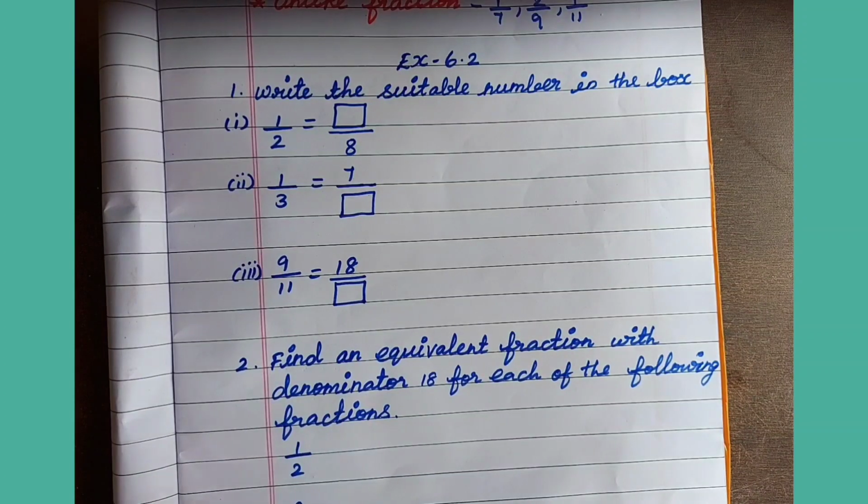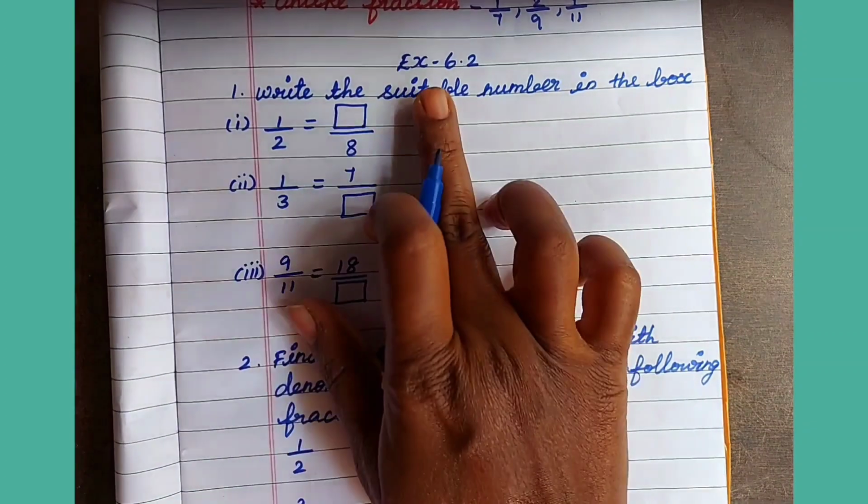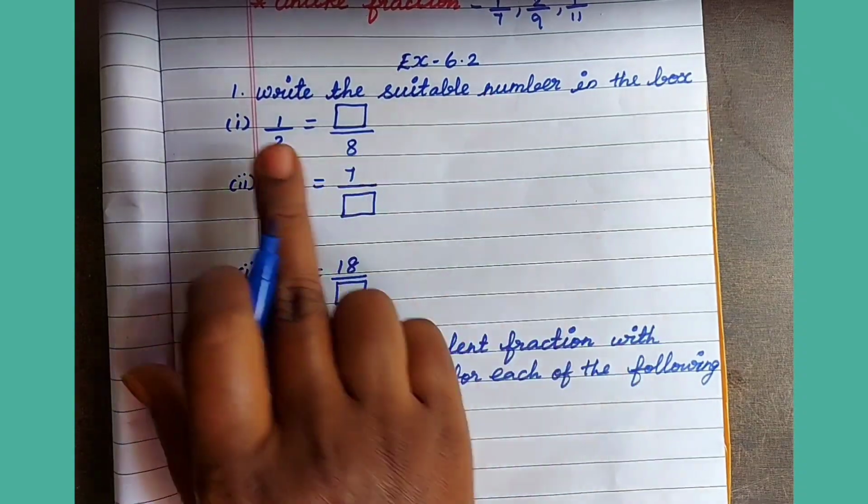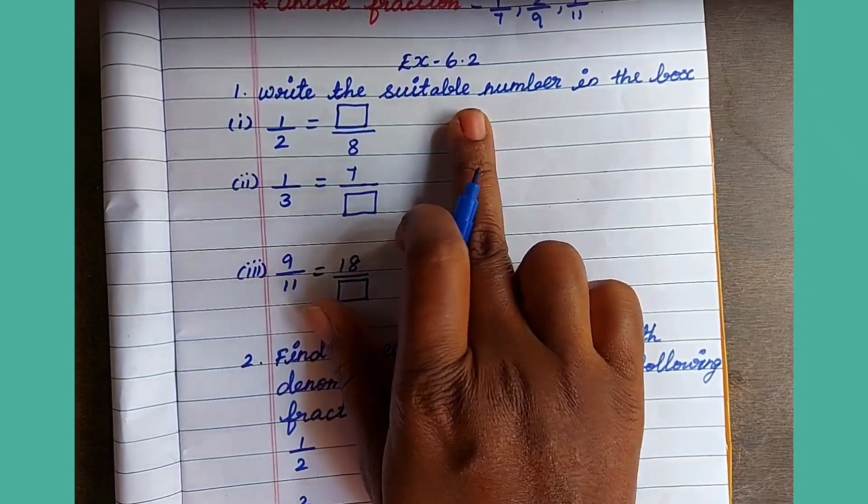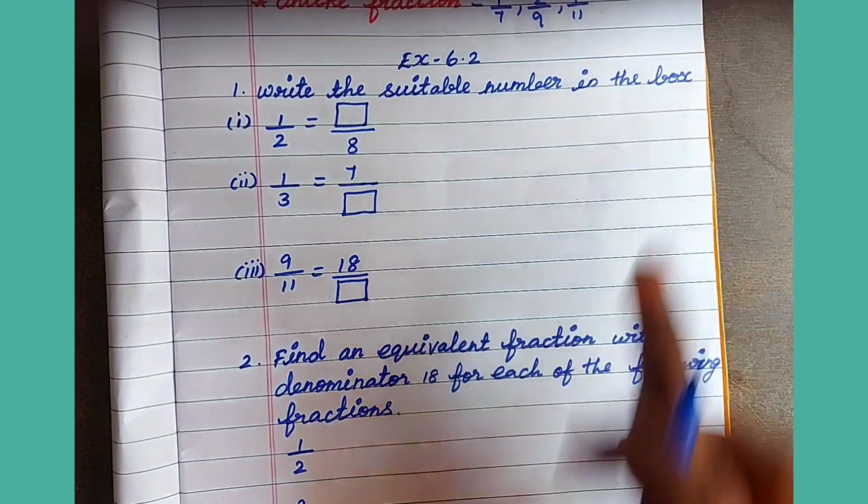Children, see the exercise 6.2 sums. First one, write the suitable number in the box.